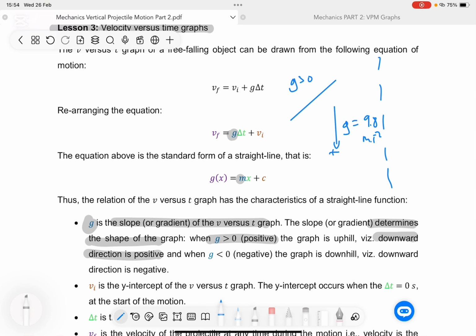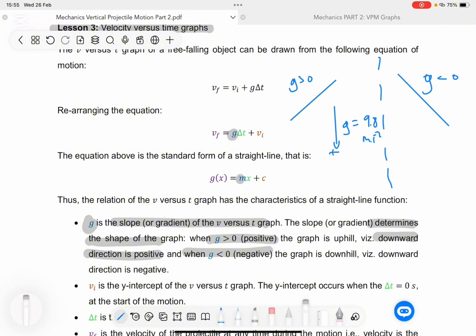Now, it is also true that our g can be negative, in which case this means that our gradient, because g is the gradient, is the m here, would make the graph downhill. That is to say that our graph will then go downwards like that, because with a negative slope, when our slope g is less than 0, meaning negative, our graph is expected to go downwards like that.